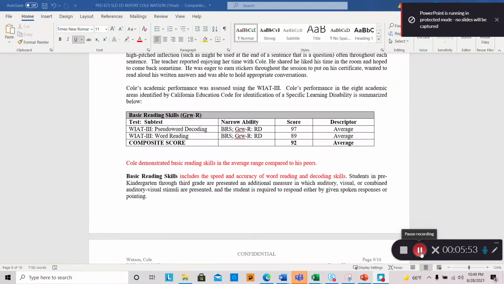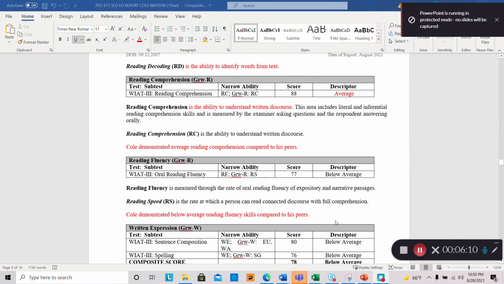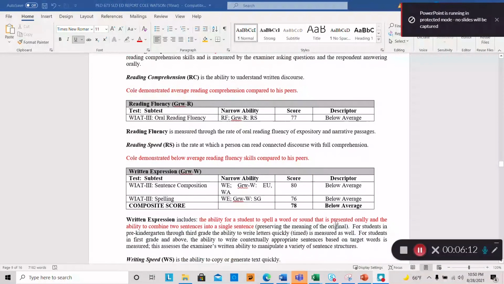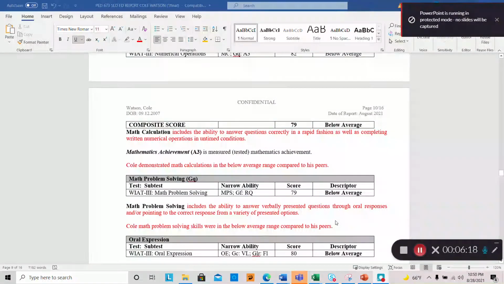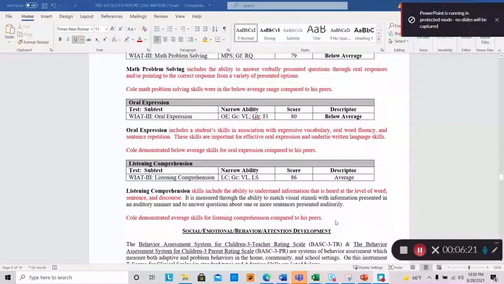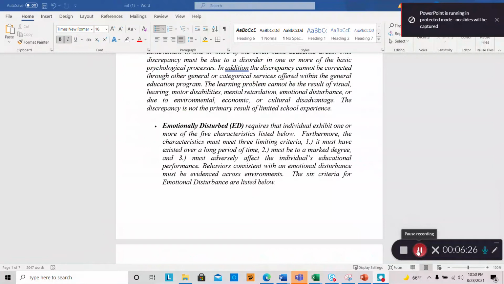So as you can see, for Cole, in his overall broad ability and cognitive skills, he had several strengths and a few weaknesses. But when it came to the achievement test, you can see here that reading fluency was a problem. Writing was a problem. Math was a problem. Speaking was a problem. So far, it does look like Cole qualifies for SLD eligibility.